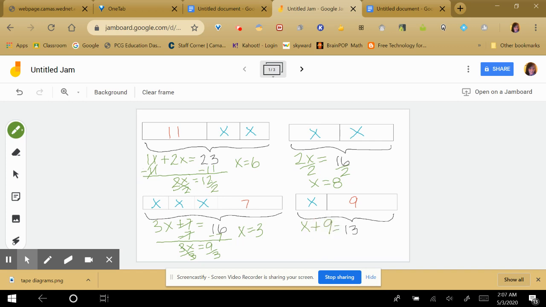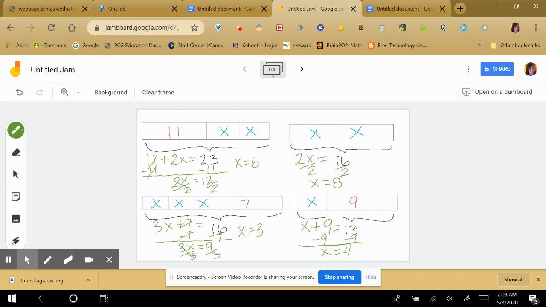We save the easiest for last. I want to get that x by itself because then I'll know I have solved it. Notice in all of these, what did I do? I got the x by itself. Okay, so x plus 9 equals 13. I'm going to subtract 9 from both sides. And I get x equals 4.